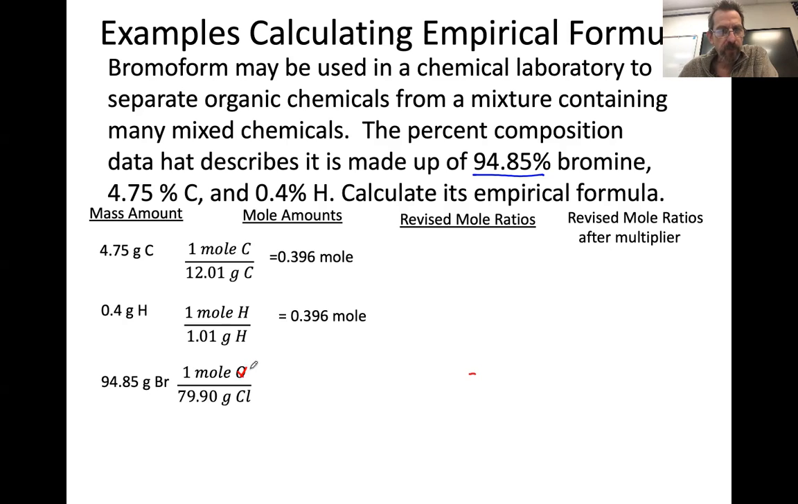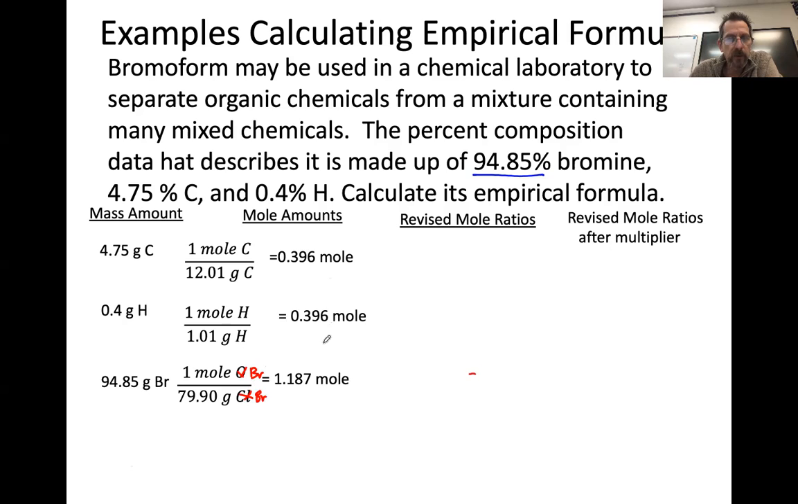This is a typo here. This should say bromine. Brewer, what are we doing? I have to amend that in the actual file, which we'll do later. Okay, so bromine, we'll divide by 79.9, the molar mass for bromine. Percent to mass, mass to mole. Divide by small. Next step.